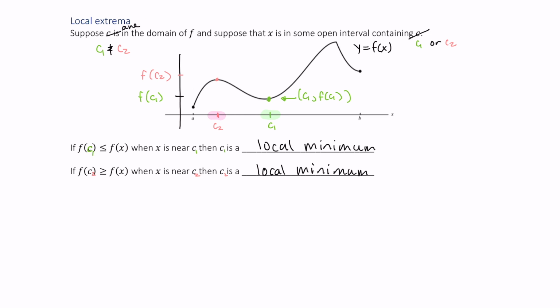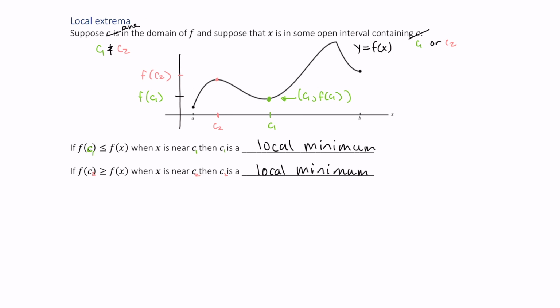And I should be careful when I say neighborhood because that does have a very specific mathematical meaning. So I'm going to erase those little highlights. I'm going to stick with this definition here, which is when our function, when x is really close to that c, that's when we get the local min or max.